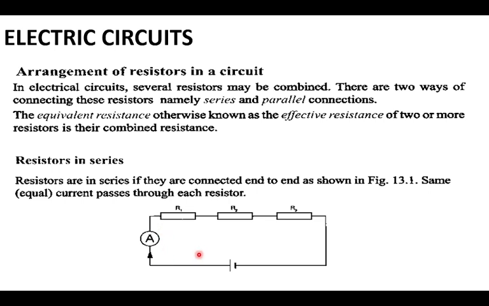So the current anywhere in the circuit is common to all components connected to it. So in this case, the current which the ammeter is reading there is equal to the current passing through each single resistor.